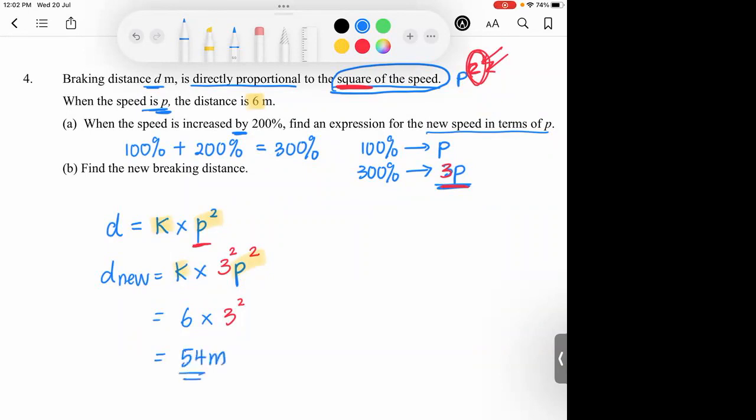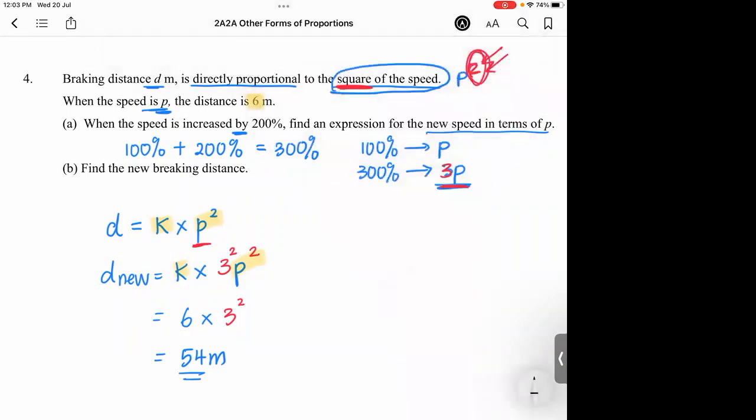Answer. Is this okay? Can understand this question? Slowly the steps, part by part? Can or not? Is it okay? You need me to repeat again? I can repeat again. Okay, I repeat again now.